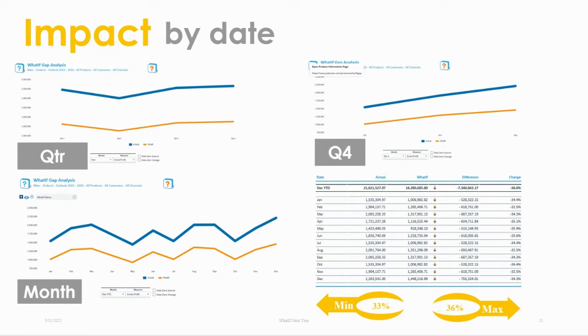For the date dimension, we can investigate the temporal impact on any of the date levels, quarterly, monthly, or within a quarter. And at the month level, the minimum change in profit is 33% and the maximum was 36%.